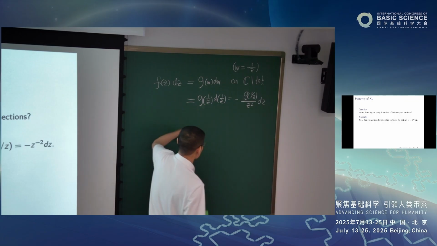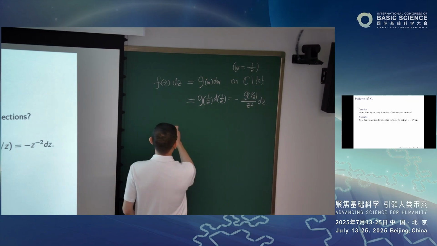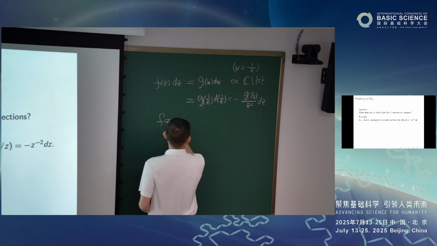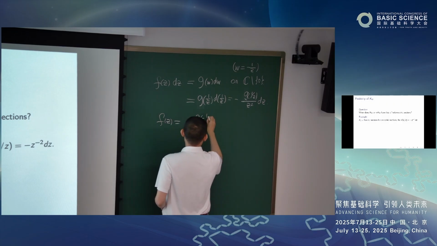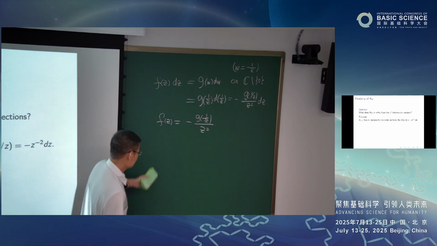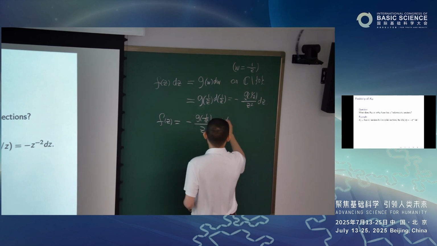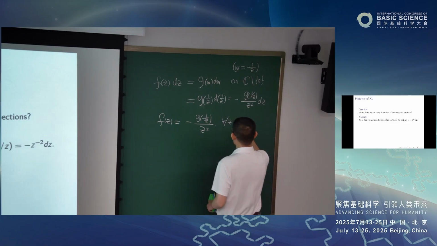Different charts, different functions. But they agree. So they agree means that F(z) should equal minus G(1/z), which is 1 over z squared. This should hold for z not equal to 0. You should agree.